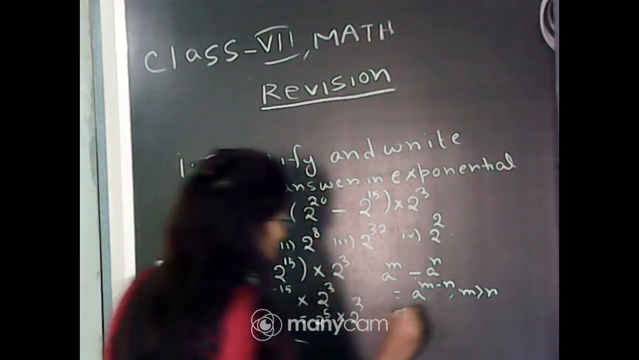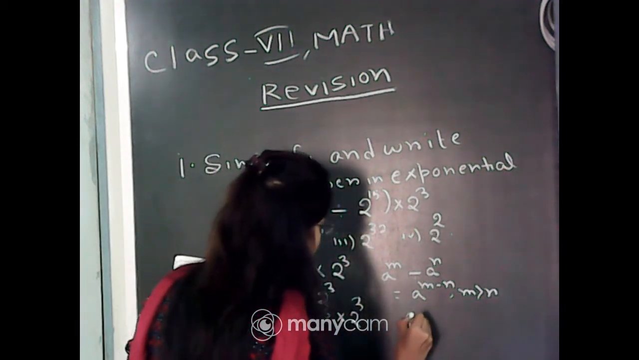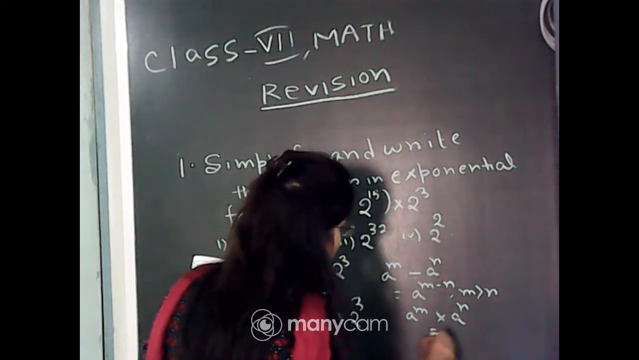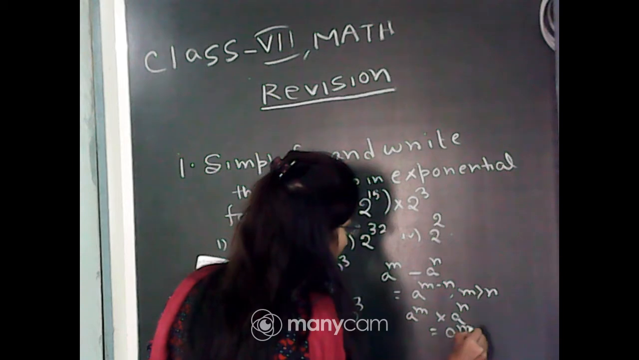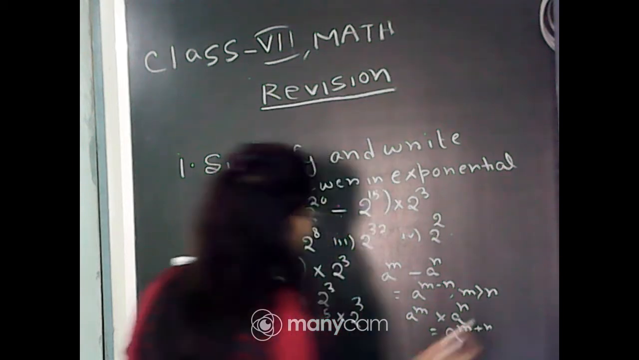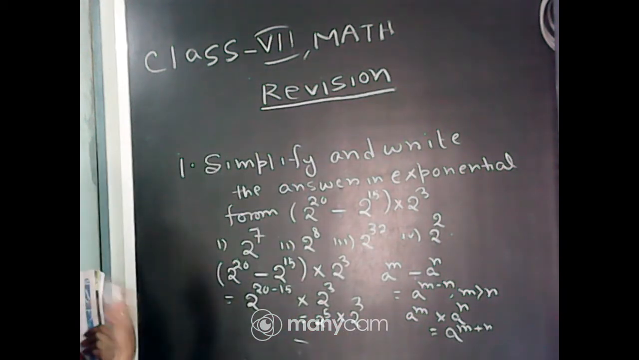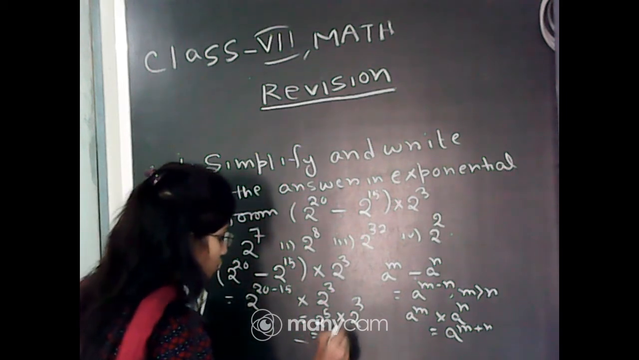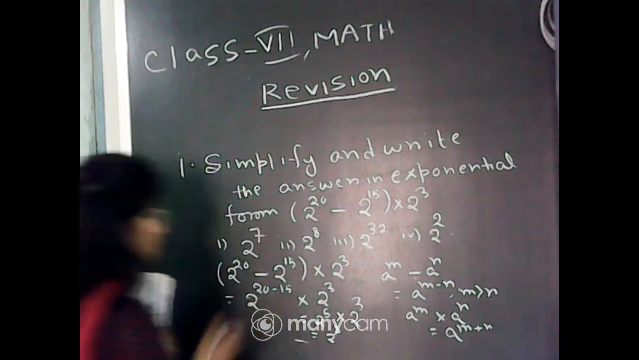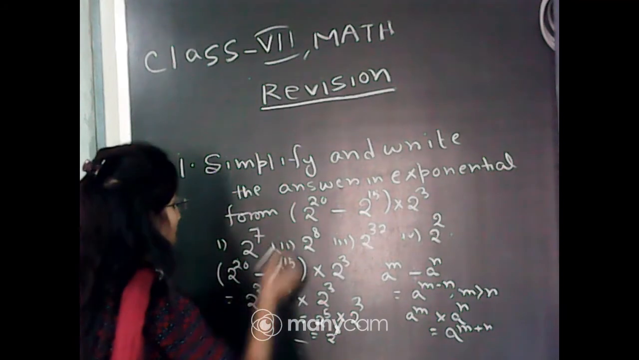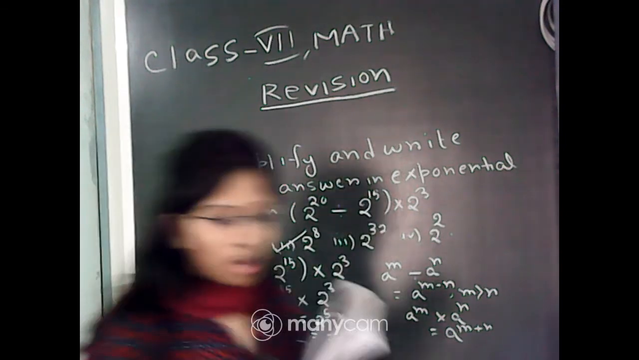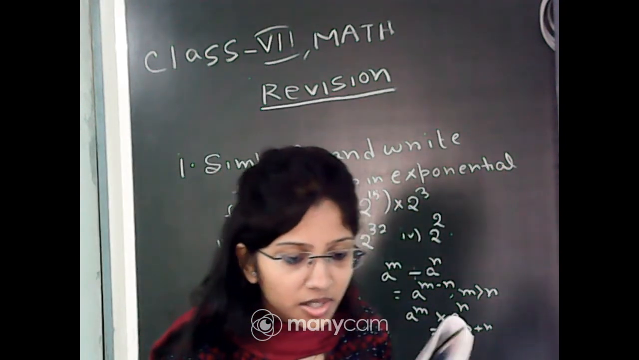Again we have from the laws of exponents a to the power m into a to the power n is equal to a to the power m plus n, where a is a non-zero integer and m, n are whole numbers. So this is equal to 2 to the power 8. So option 2 is the correct answer.